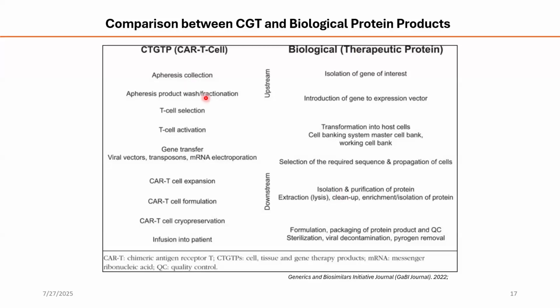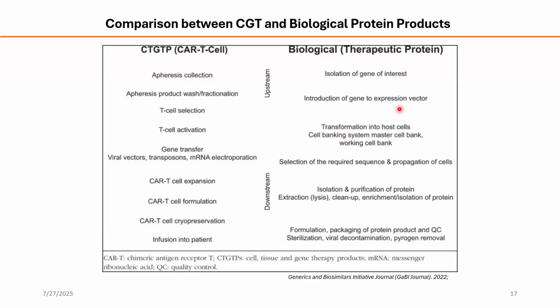Then you do this washing, fractionation, T cell selection, and activation. So you activate the T cells using specific antibodies and cytokines. Then you do this gene transfer where you use viral vectors or transposons or mRNA electroporation to introduce the gene into the cell. So these are the upstream process. Once the genetically modified T cells are ready, then you go for the CAR T cell expansion, formulation, cryopreservation, and infusion into the patient, which is the downstream.